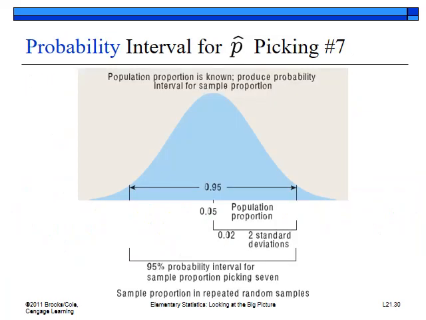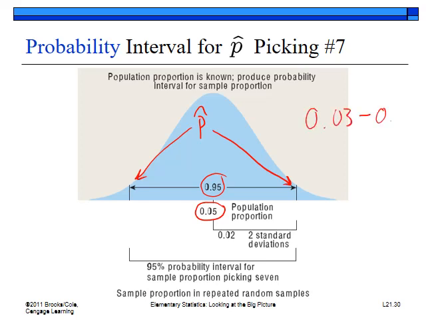So focusing more on that notion of the difference between probability and confidence. If we know P, in this case, if we know that the true value in the population is 0.05, then what we can say as a statement about probability is that 95% of the time, P hat will fall between 2 standard deviations below and 2 standard deviations above that population proportion. So between 0.03 and 0.07.